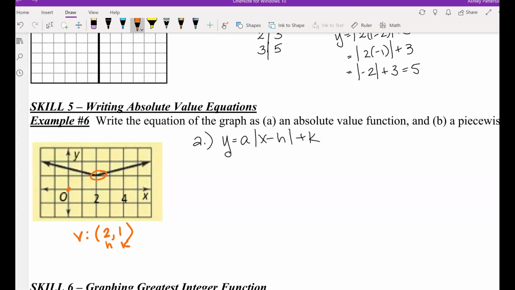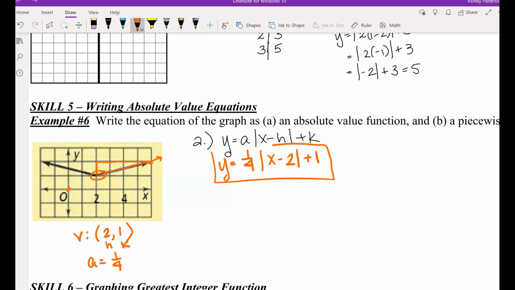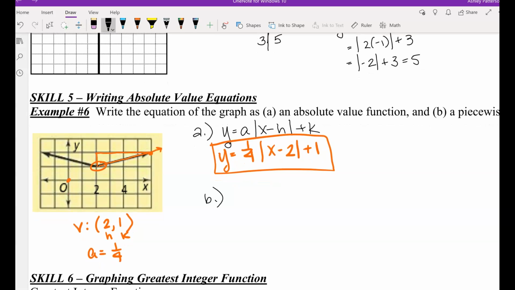It looks like if we were to extend, it would go up 1 and over 1, 2, 3, 4. So I'm going to say that our A value is 1/4. All right, y is equal to 1/4 times the absolute value of x minus 2, plus 1. That's the equation of our absolute value function. Now, our piecewise, yes, our piecewise function, we know we have 2 pieces because we can see that. We've got piece 1 and piece 2.